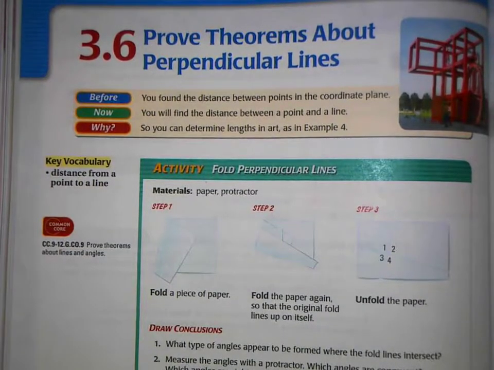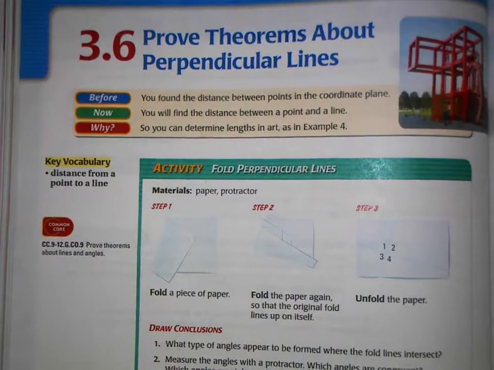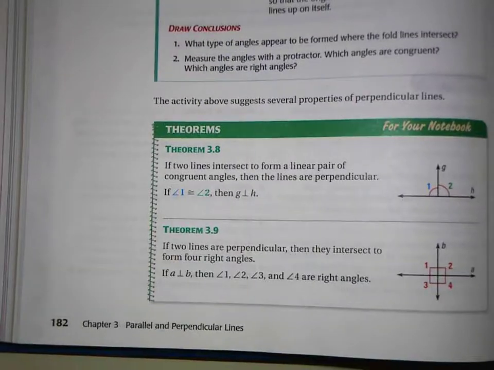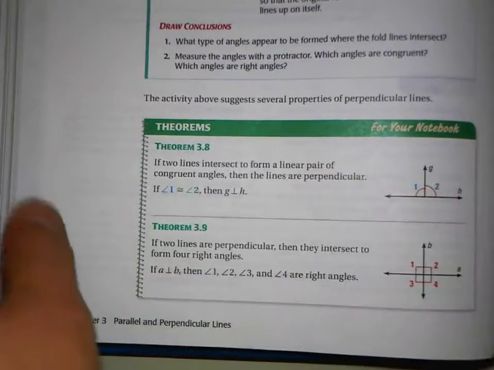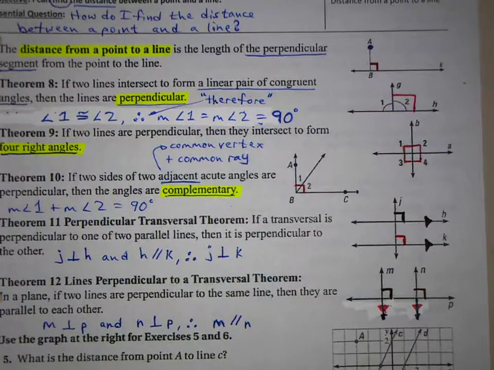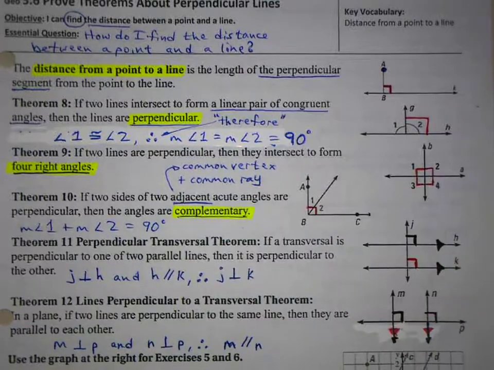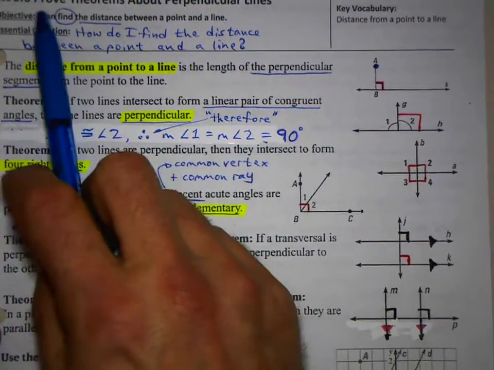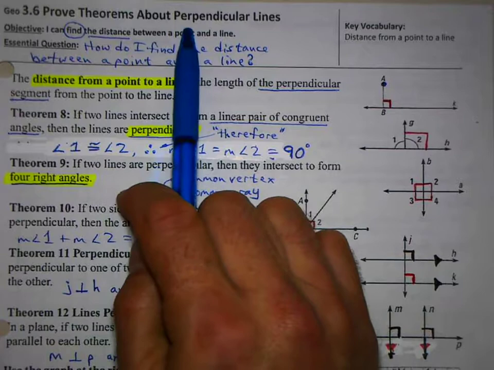So 3.6, prove theorems about perpendicular lines, and we're looking at page 182 in your textbook. Let's walk through the notes, and then we will look at all the examples in the book in just a minute. So 3.6, prove theorems about perpendicular lines.